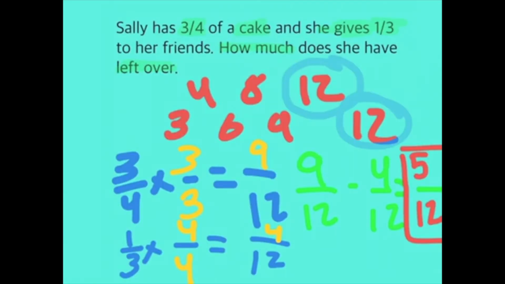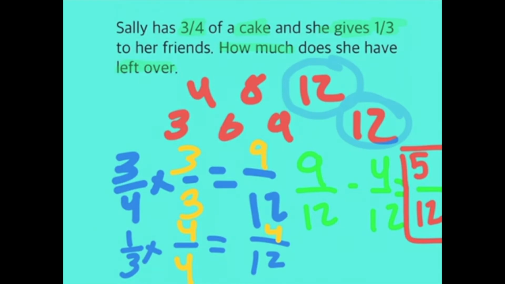Let's start out by solving a simple problem. Sally has 3/4 of a cake and she gives 1/3 to her friends. How much does she have left over? The first step to solve this problem is to find the common denominators of 4 and 3. And it is 12. So now we have to multiply 3/4 to get to 12. 4 times 3 is 12. And 3 times 3 is 9.